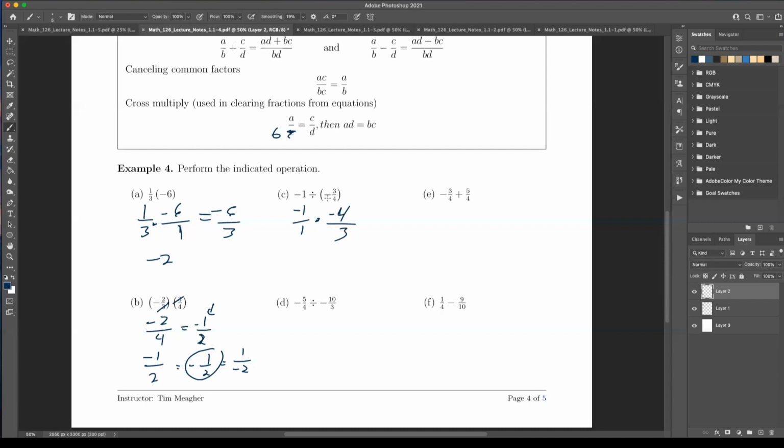And for this, I like to stuff the negative either top or bottom. The reason I like to do that is that when I do multiplication, it's clear what's going on, because my top or my bottom will be either positive or negative. And so when I do this, negative 1 times negative 4 is a positive 4, and 1 times 3 is a 3, and so we're good.